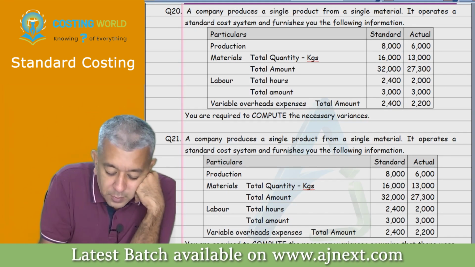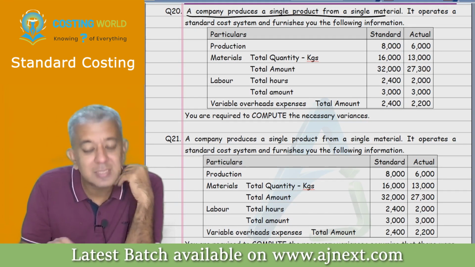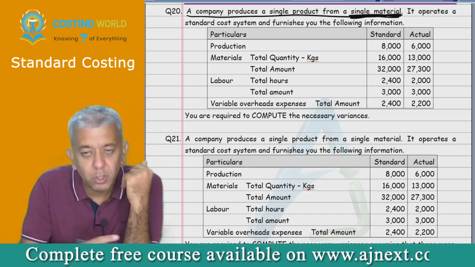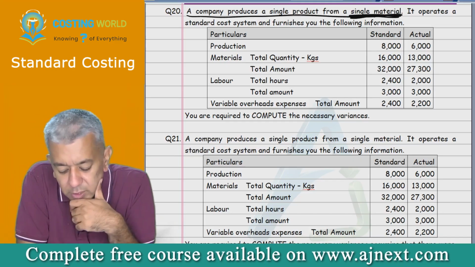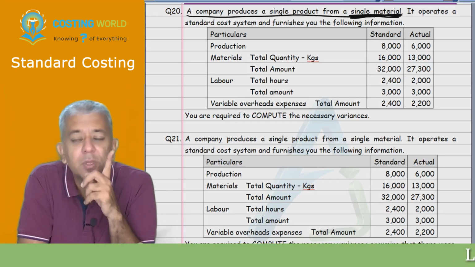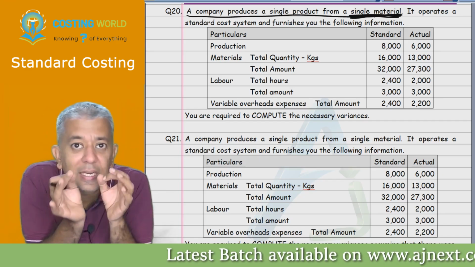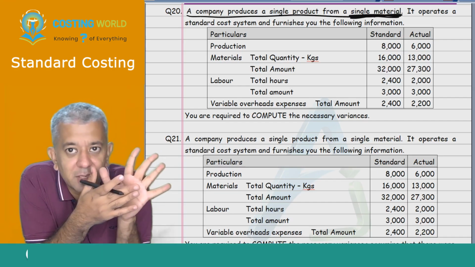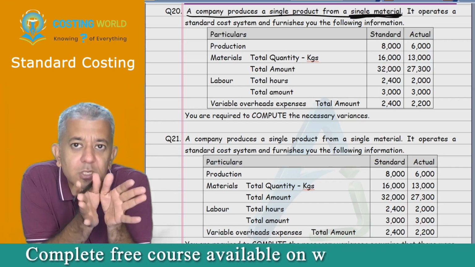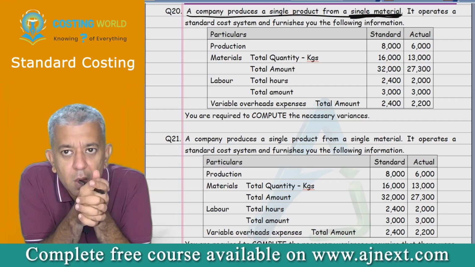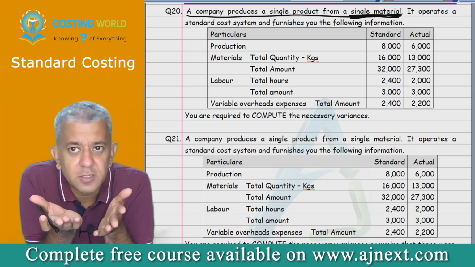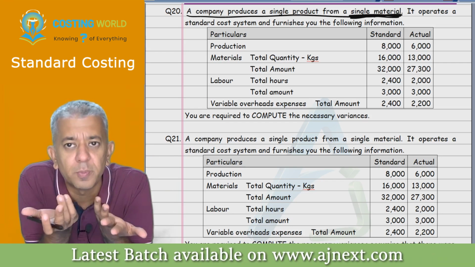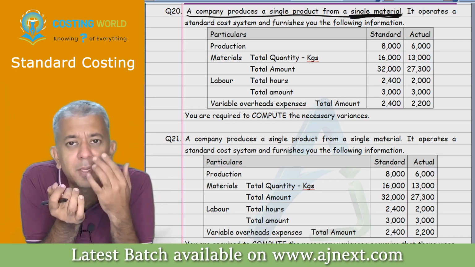Okay, listen. A company produces a single product from a single material. I made you all do the previous question, all the variances, although it was not asked. Now tell me, if there is only one type of material, which out of the 5 material variances will become 0? Material mix variance, because mix takes care of ratio. Ratio is of 2 or more materials, no? If there is only one type of material, mix variance will always be 0.